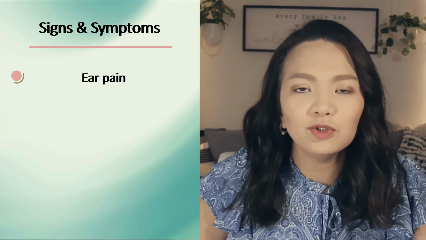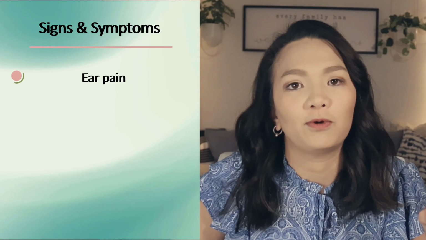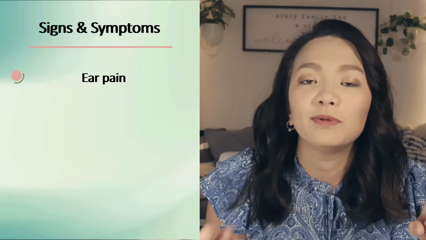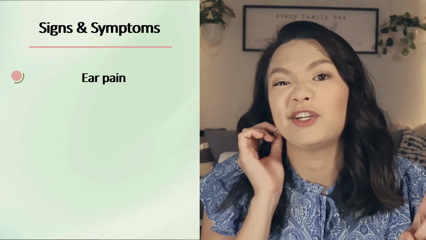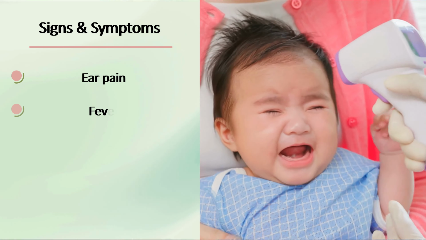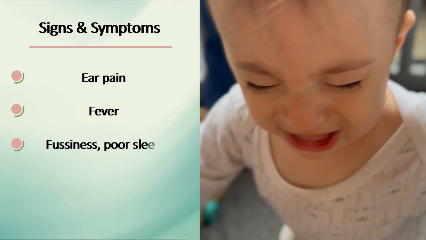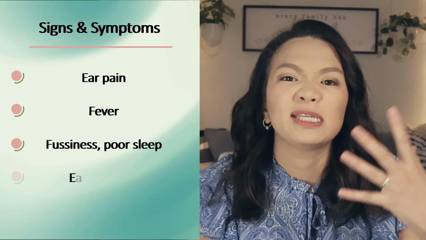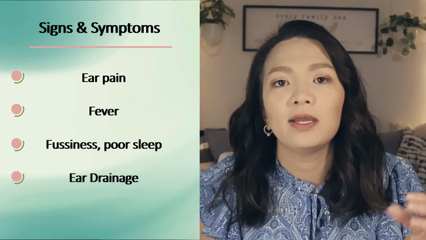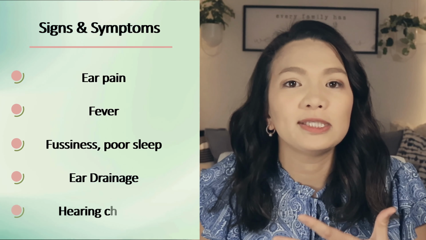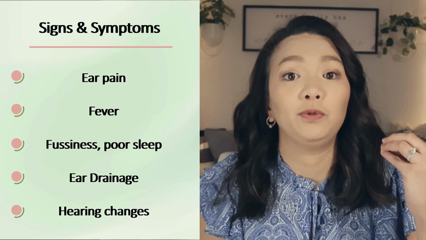So what do parents notice? Signs and symptoms for otitis media include, number 1, ear pain. That's usually one of the first things that they come in for. Typically though, if they're not able to communicate yet, they usually tug their ear a lot. Number 2, fevers. Number 3, fussiness or poor sleep. Number 4 is some drainage coming out as well. And then number 5, usually some hearing changes if there's persistent fluid in there.